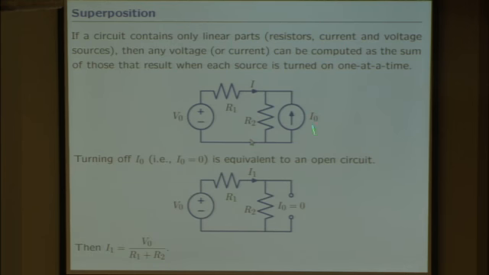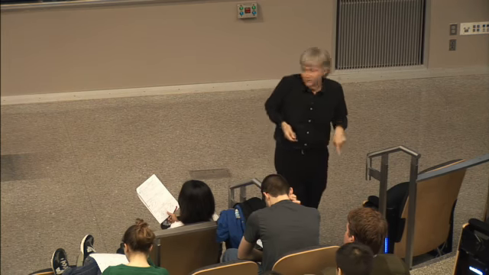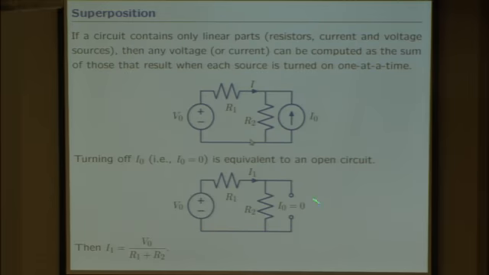So if I want to set I to 0, the way you set I to be 0 is open circuit. If you open circuit something, there's no current going to flow through it. So I replace the current source with an open circuit and compute the I that would result when the current source isn't there. OK, well, that's easy. If the current source were not there, this would be an open circuit. The current I would just be the total voltage going through R1 and R2.